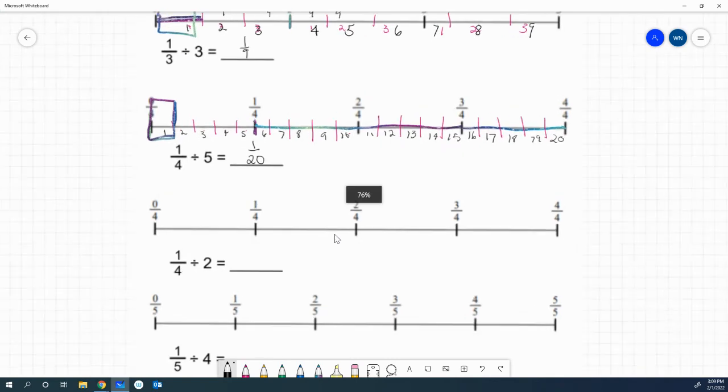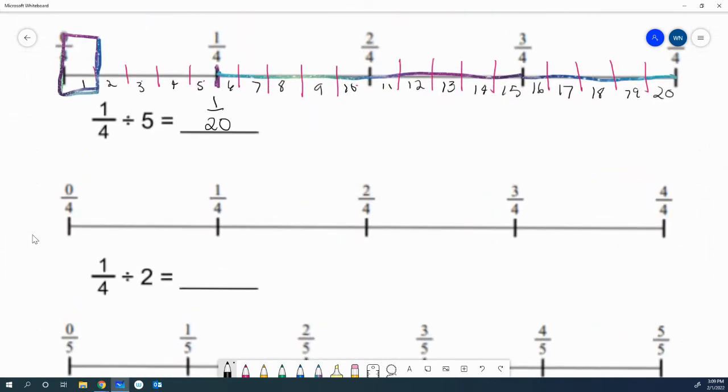We're going to do this one together, and then you'll try one on your own. This, we've got 1/4 divided by 2. So I'm going to take a look at my 1/4, and I'm going to divide it by 2. Remember, if I'm going to divide by 2, I'm just going to draw one line. I'm going to go ahead and draw that one line for all the fourths.